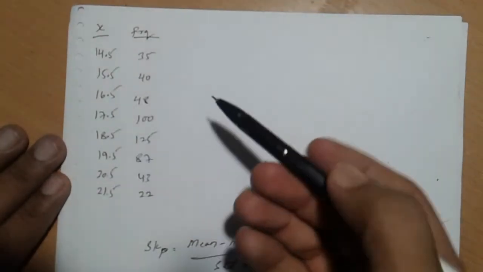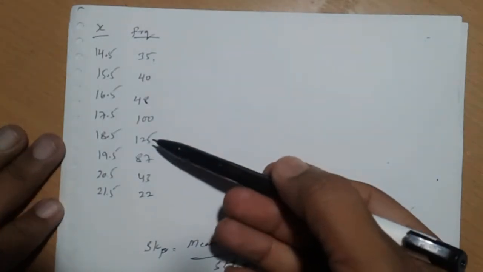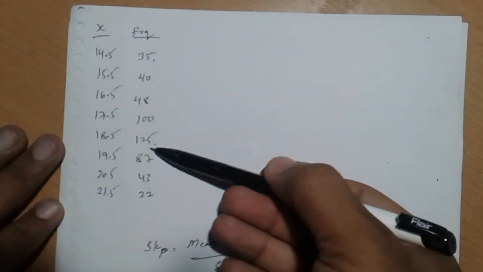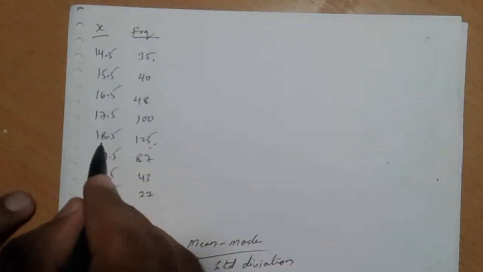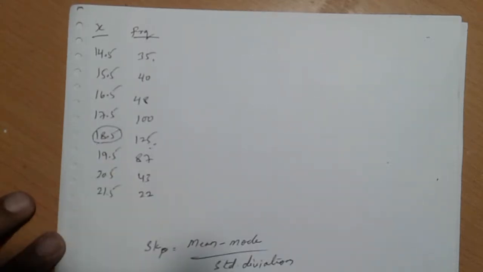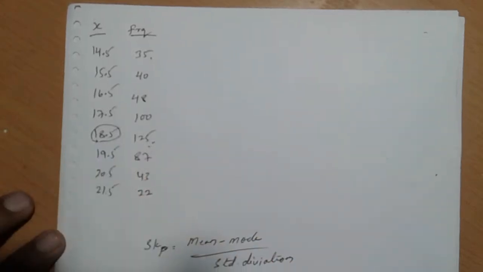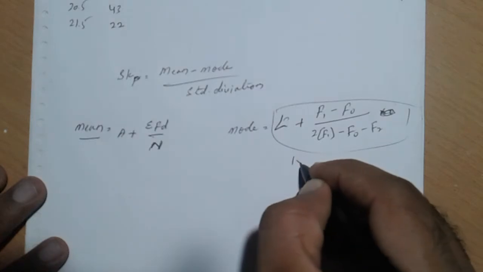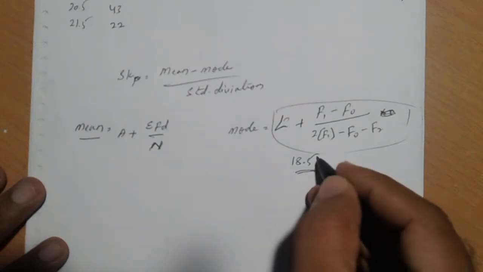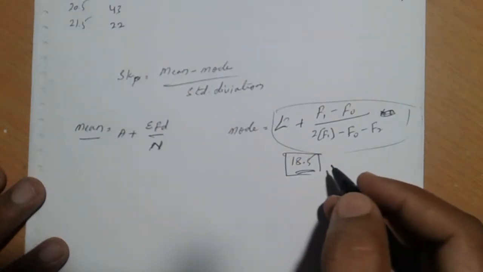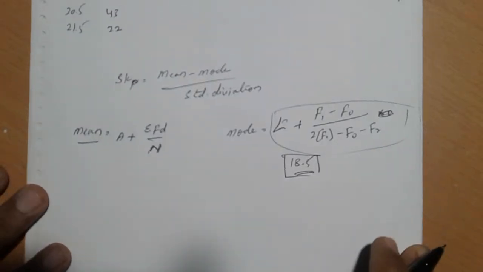Look, which one is more in frequency? 125. So definitely 125 is the most repeated. The x opposite to it is the mode. In a discrete series the mode is found without a formula, by seeing the most repeated item, and the x opposite to it is taken as mode. The answer is 18.5. By inspection it is clear that mode is 18.5.